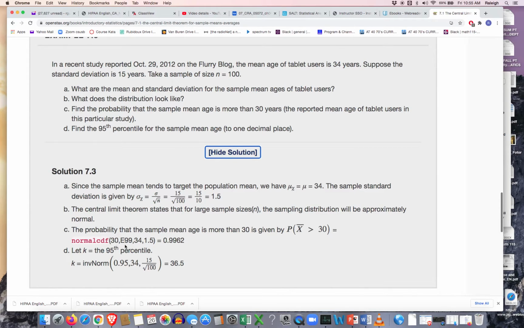Of course, you type in the 30, type in your version of infinity. This one doesn't need the 1. My calculator needs a 1e99. But either way, your calculator works. And then here comes your mean and your standard deviation as previously calculated. And that was such an easy one, you didn't have to type that in there.